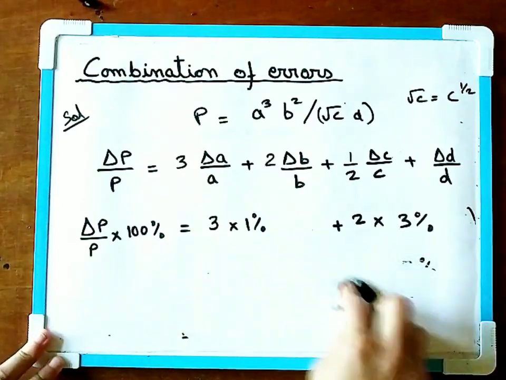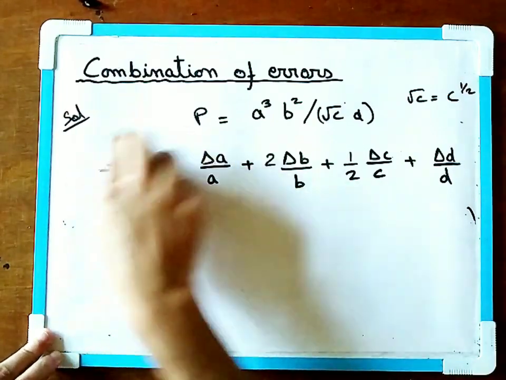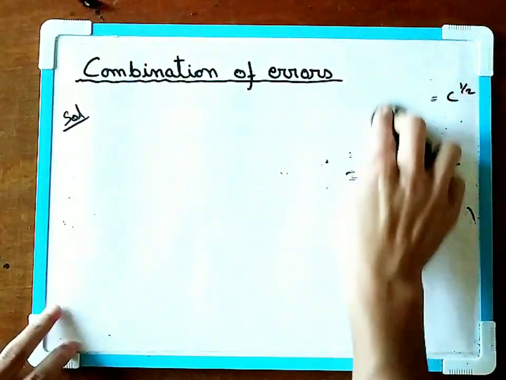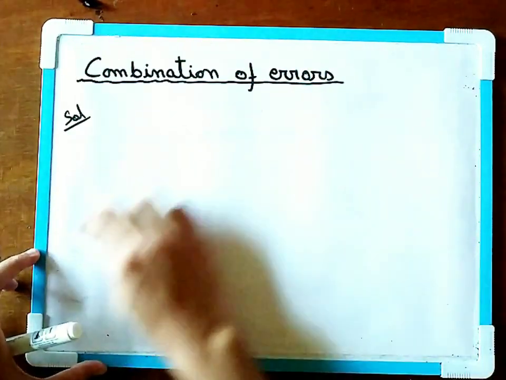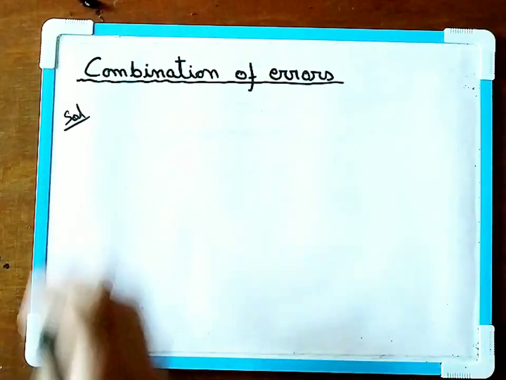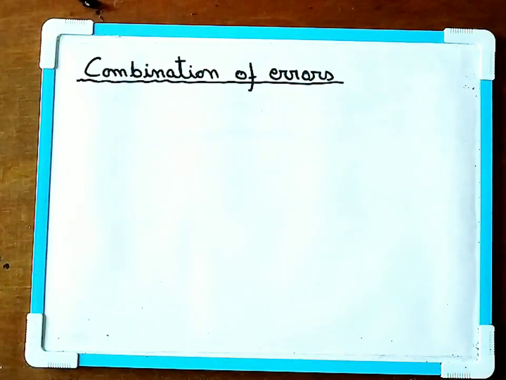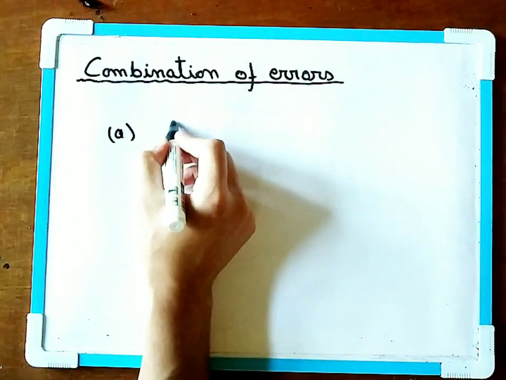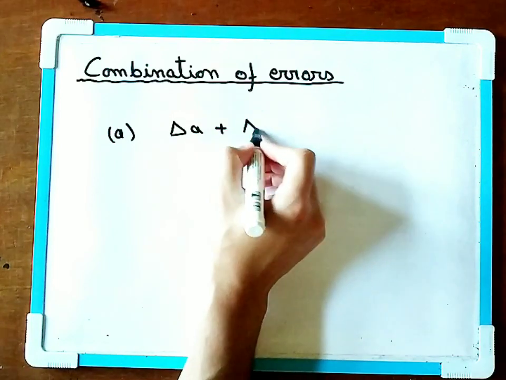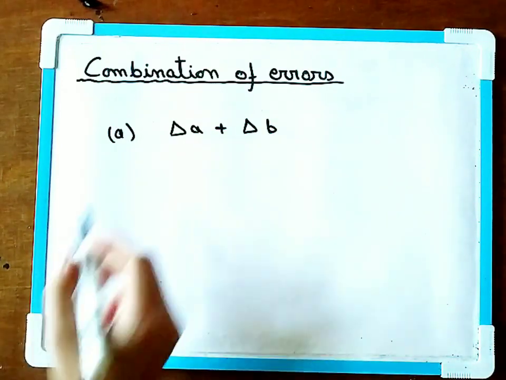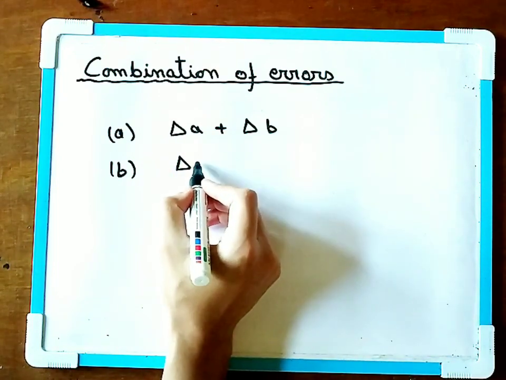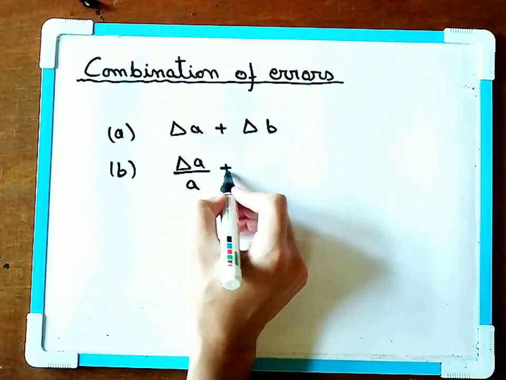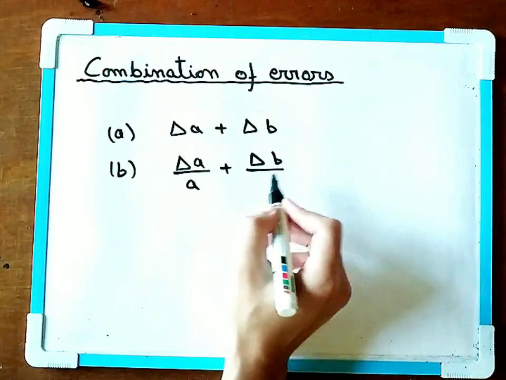So we have learned 3 combinations of error. The first one is sum or difference. Here you will have to take just the sum of the absolute errors of the two quantities. Then the second one is the relative error. When it comes to product or quotient, we have to take the sum of the relative errors.